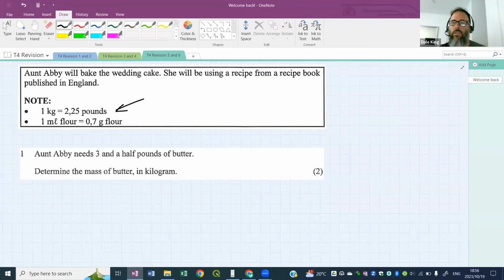There we go. 7. That looks like a lot. That looks like a lot. 6. That looks like a lot as well. 2.25 gives us 1 kg. So how much will 3.5 give us? If 2.25 gives us 1 kg, what will 3.5 give us? It can't be a lot more than 1.